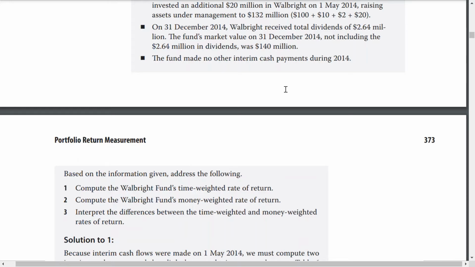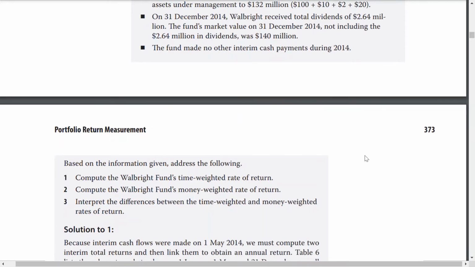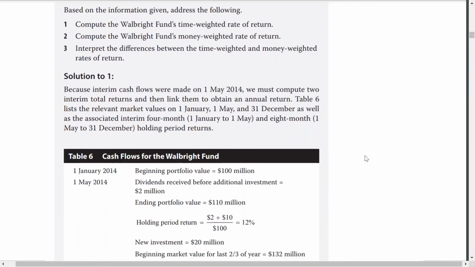Okay. Wellbright received total dividends of 2.64 million. The fund's market value on 31st of December of 2014, not including the 2.64 million in dividends, was 140 million. The fund made no other interim cash payments during 2014. Based on the information given, address the following. 1, compute the Wellbright Fund's time-weighted rate of return. 2, compute the Wellbright Fund's money-weighted rate of return. 3, interpret the difference between the time-weighted and money-weighted rates of return. Solution to 1.